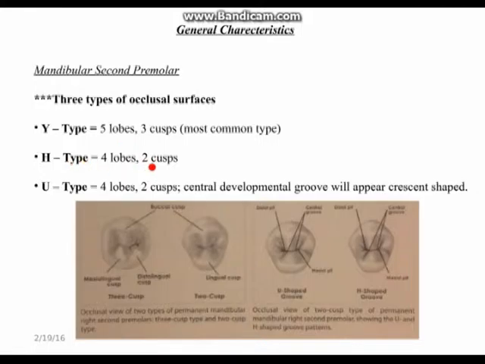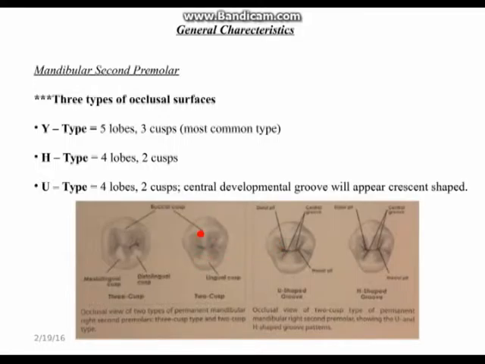H type is 4 lobes and 2 cusps right here. It's like a legit H right here. Okay. And the U type is 4 lobes, 2 cusps, with a central developmental groove, crescent shape. So that's the difference between that and the H. That is going to look like a crescent shape.